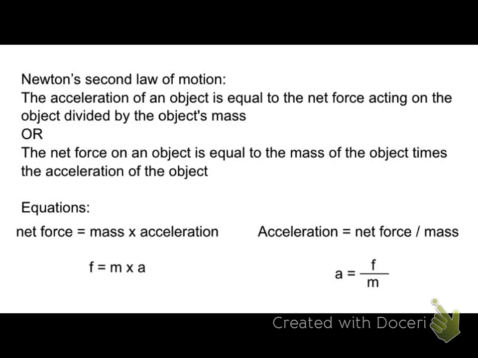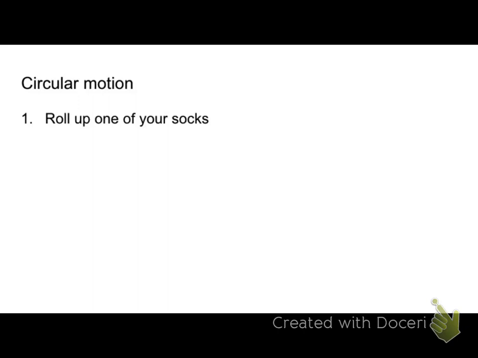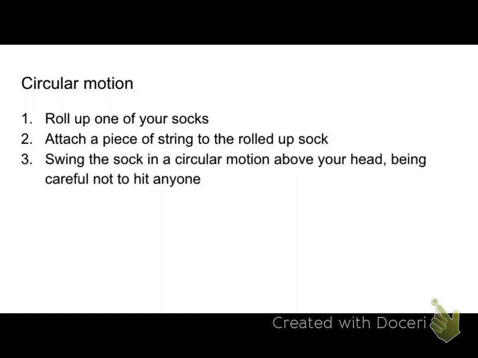Now we're going to talk a little bit about circular motion, but before we do, we're going to do another little activity, okay? You're going to need a sock for this one, so if you're not wearing socks, you're going to need a partner who is. You're going to take off one of your socks and roll it up. Then you're going to take a piece of string from the activity we did before and attach it to the rolled up sock, and then swing that sock above your head in a circular motion so that you do not hit anybody. And then I want you to think about the forces acting on the string and on the sock and write them down. You have 5 minutes again.